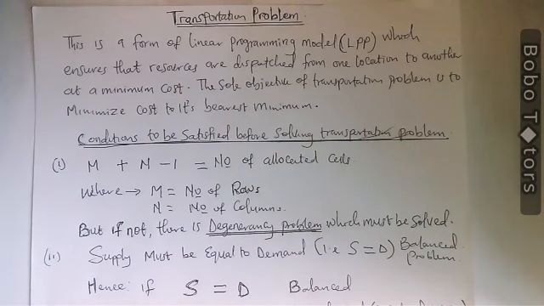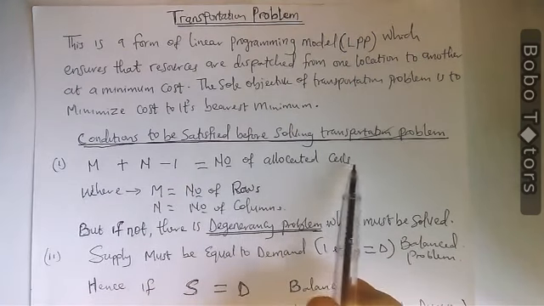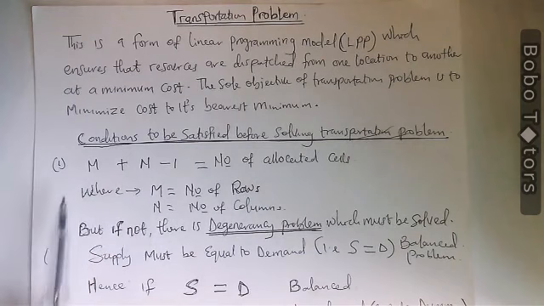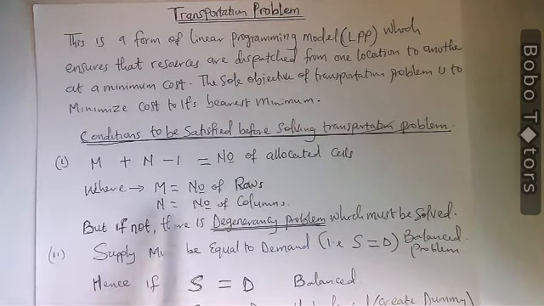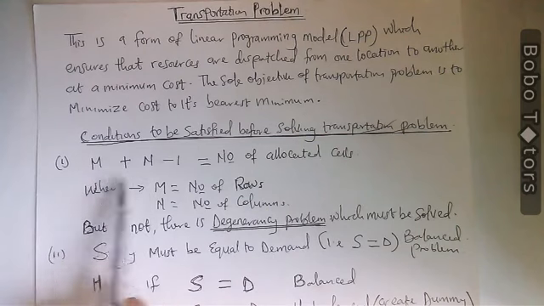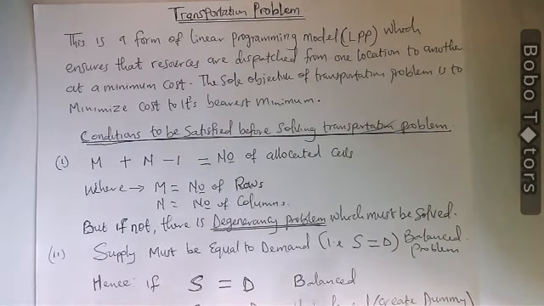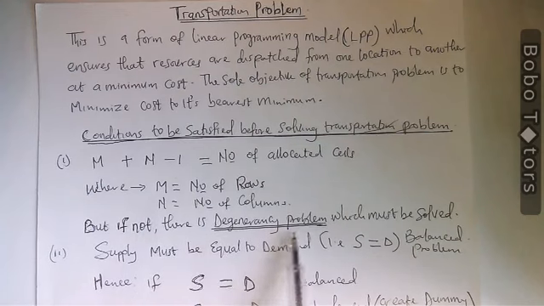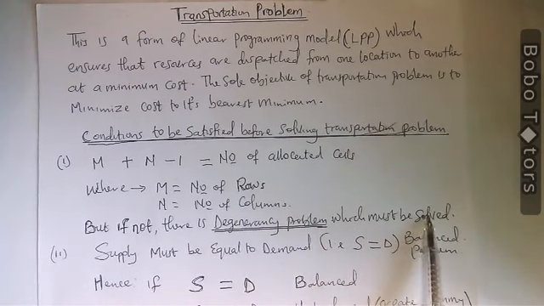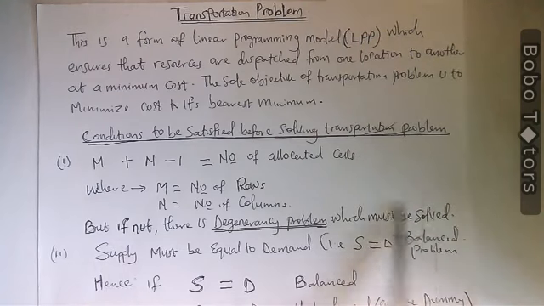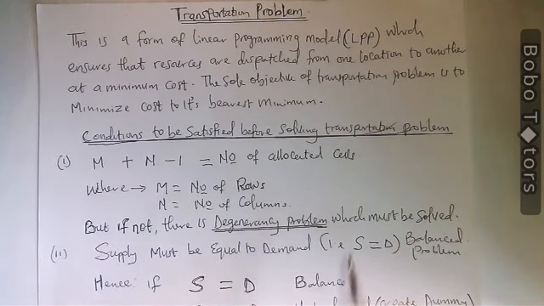Now, the conditions that must be satisfied before solving a transportation problem. The first one is that m plus n minus 1 must give you the number of allocated cells. The meaning is the number of rows and the number of columns: if you add the two together, minus 1 must give you the number of allocated cells. I will explain that as the lecture goes on. But if not, there is a degeneracy problem which must be solved. This degeneracy problem, I will solve it in subsequent videos, but not in this video.